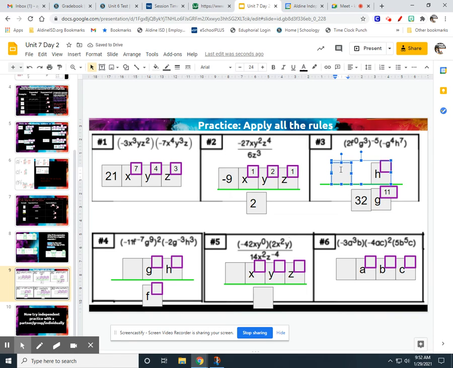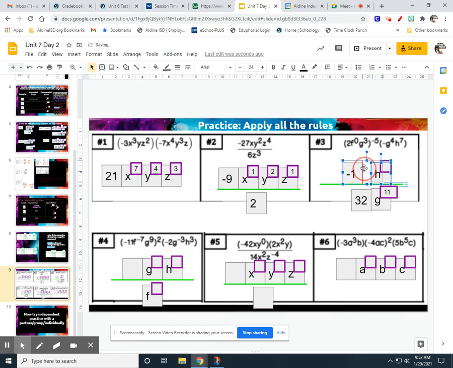Now this is a negative 1, so it's going to stay as a negative 1 right there. I'm going to scooch these two in together because they're going to be together because nothing's happening to the h, so it's still 7. Let's put this exponent closer here.